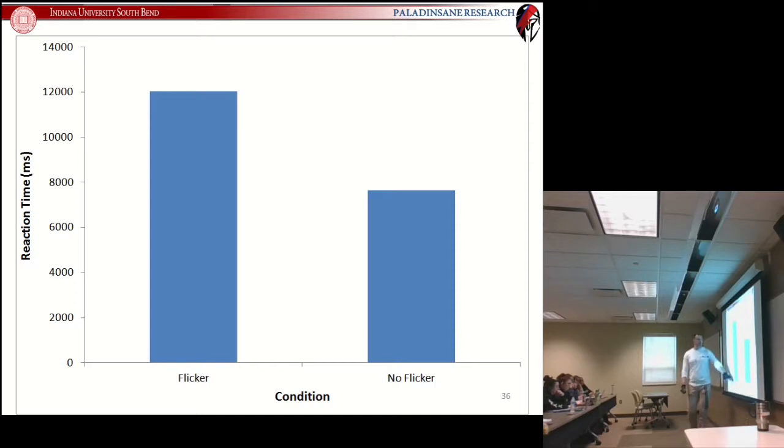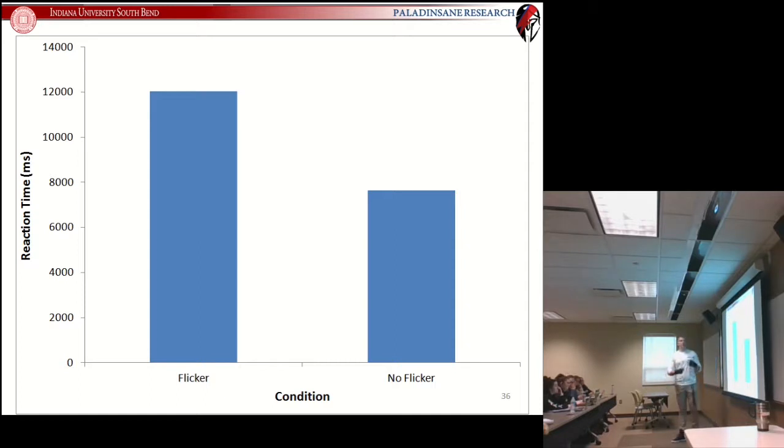And you can see that in the flicker condition, on average, it took about 12 seconds before you were able to determine, oh, it's the lamp that's changing, or oh, it's the airplane engine that is changing. So it took a long time in the flicker condition, but notice you are much quicker, 4 seconds quicker in the no flicker condition to indicate that there is a change or no change.